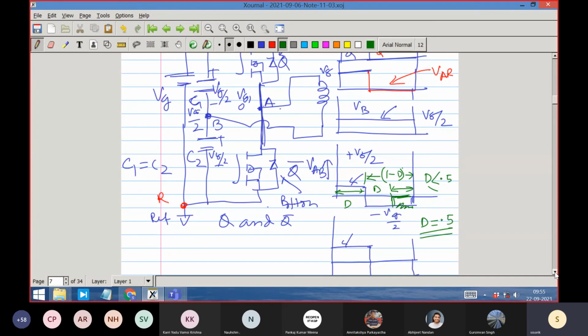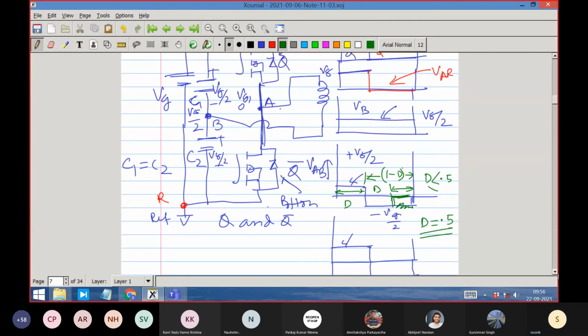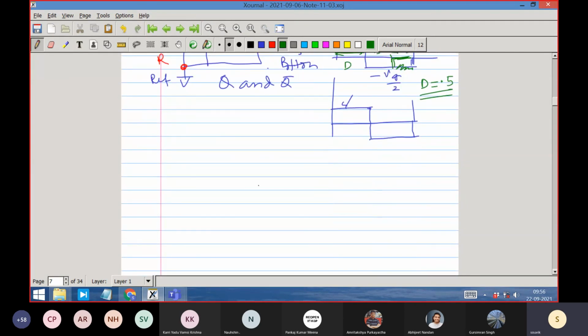But to understand that, if the duty ratio is 0.5, then you are losing control. If you want to have control over the output voltage, then D must be different from 0.5, because if it is 0.5, then the output voltage is always dictated by just the input voltage. You do not have any control. So what does 0.5 mean?